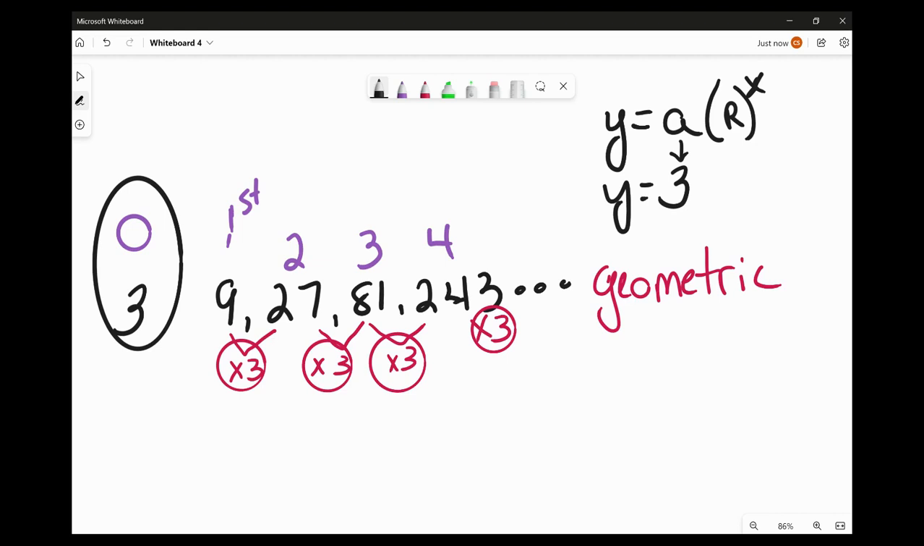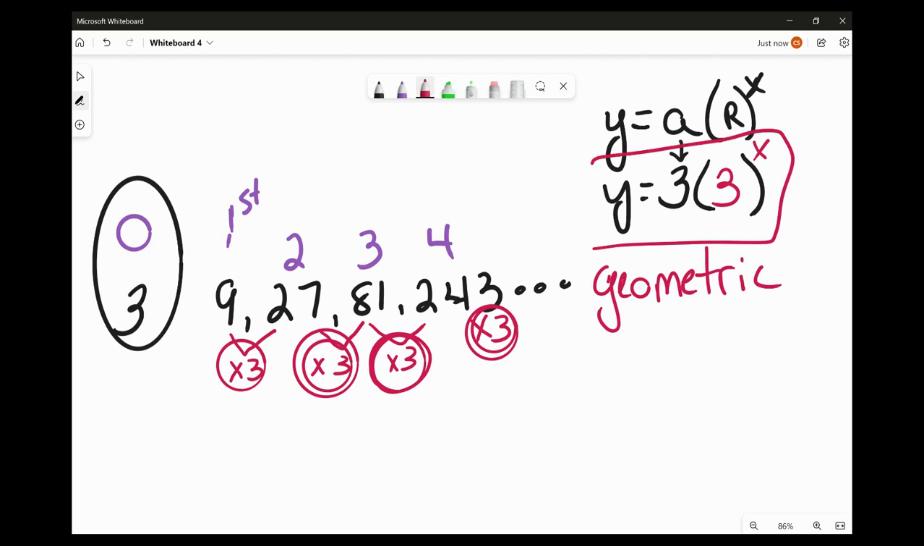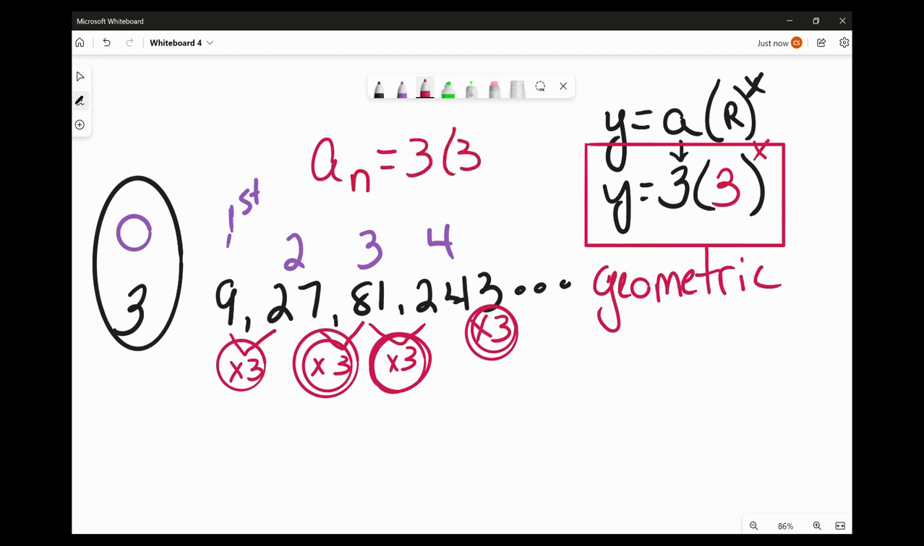And then over here, kind of a bad example because we're using the same numbers, but over here, I want what I'm multiplying by. Okay, and in this case, it's 3. I'm going to put the 3 here, and that goes to the x power. And that's how I would write that equation. Okay, if I wanted to write it in sequence form, I could write it like this. All right, that's a geometric sequence.